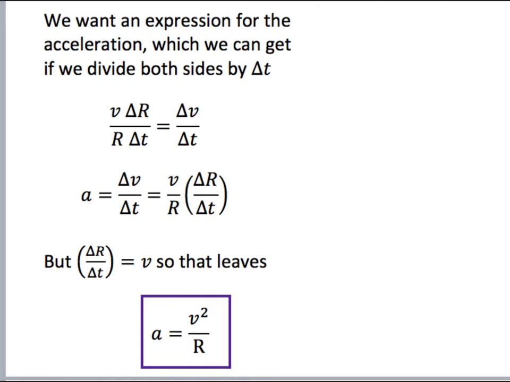So the acceleration is delta V over delta T, and that's going to be equal to V over R times delta R over delta T. But what's delta R? That's the change in position. The change in position over the change in time, or the displacement over the change in time, that's the velocity. That's V. And so I can take this whole thing here and replace it with V. And so that whole thing will give me V times V. And so I end up with A is equal to V times V over R, or the acceleration is V squared over R.